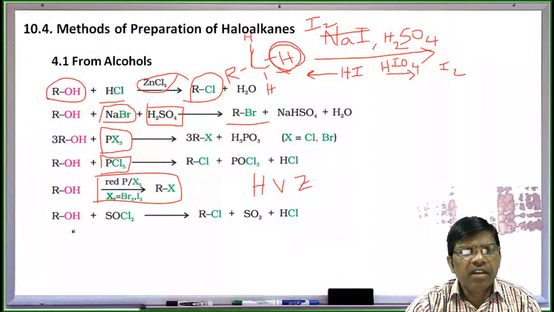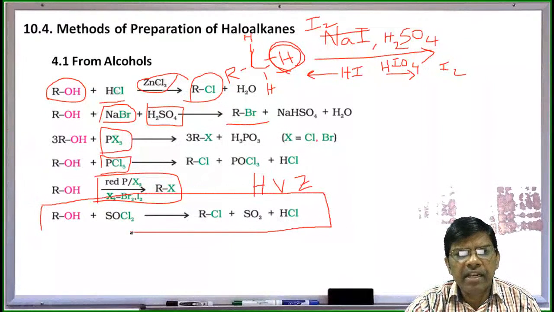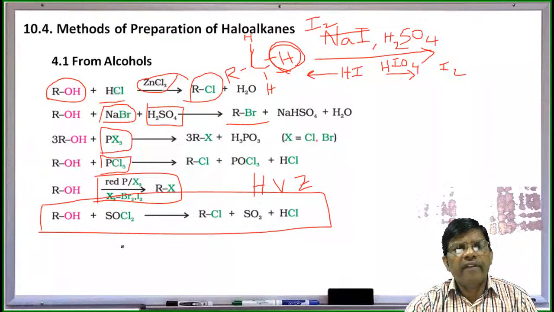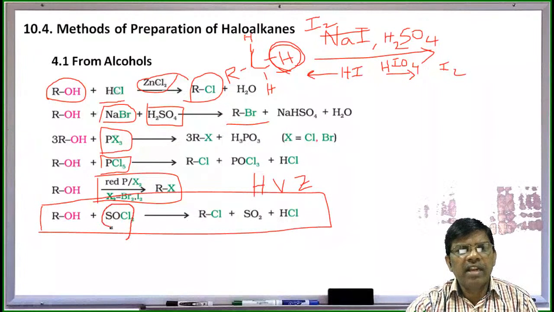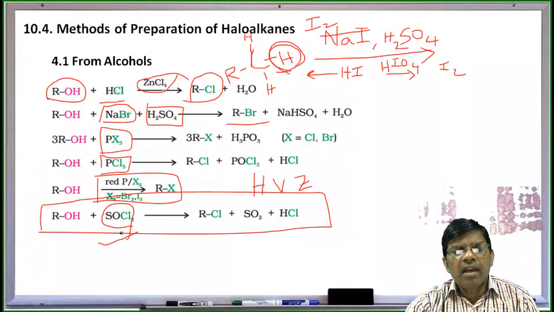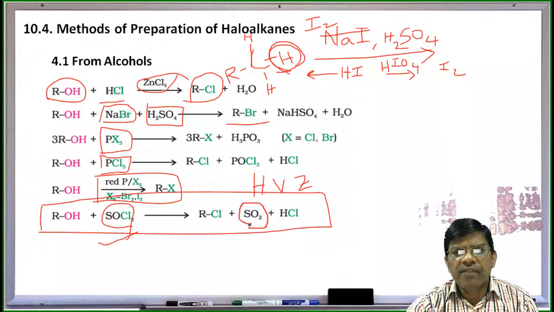However, the common method used in the organic chemistry synthetic laboratory is treatment of alcohol with thionyl chloride. The thionyl chloride method is the best one among all these methods, because the side products coming out of the reaction are sulfur dioxide, which is a gas, and HCl, which is also a gas.